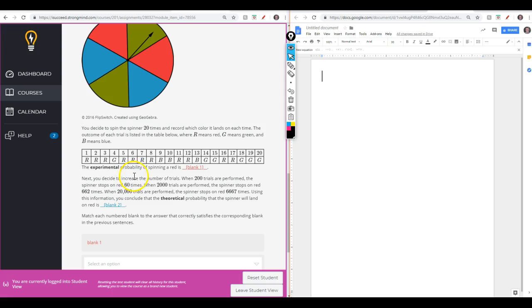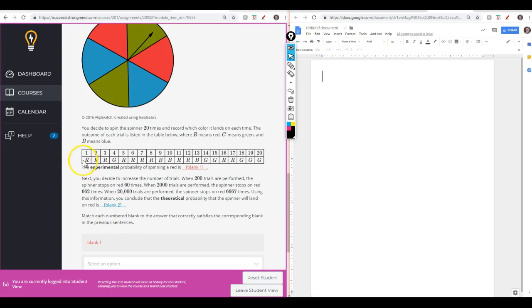Next, you decide to increase the number of trials. When 200 trials are performed, the spinner stops on red 60 times. When 2,000 trials are performed, the spinner stops on red 662 times. When 20,000 trials are performed, the spinner stops on red 6,667 times. Using this information, you conclude that the theoretical probability that the spinner will land on red is blank.